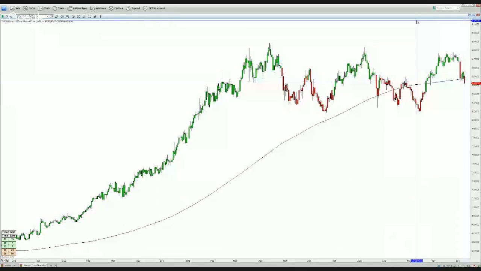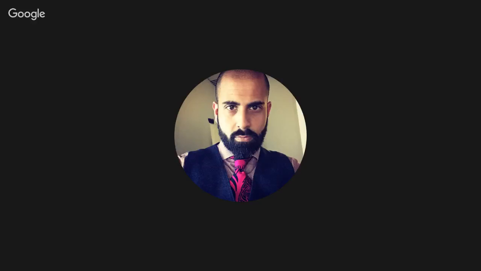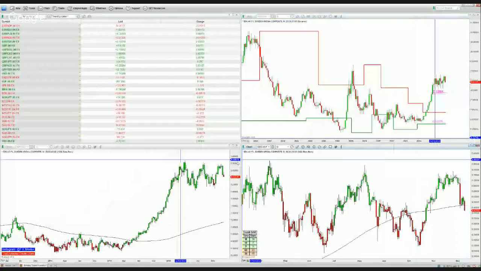In terms of bias, we're out of sync. Weekly, we have a bullish bias. Daily, we have a bearish bias. Trend filter is red on the weekly. Trend filter is red on the daily. Just a very messy looking chart. Not something as a trend trader I'm particularly interested in.